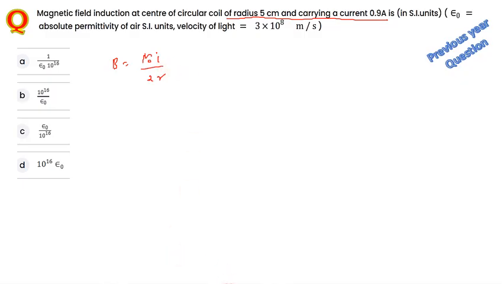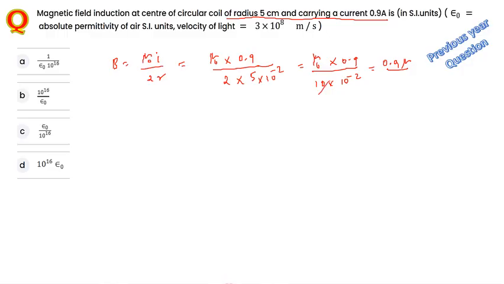I just keep mu naught, and the current they have given is 0.9, divided by 2 into r. The r value here is 5 into 10 power minus 2. Again I simplify: mu naught into 0.9 divided by 5 into 2, here is 10, and 10 power minus 2. If you simplify, this will be cancelled, so what you are going to have here is 10 power minus 1.